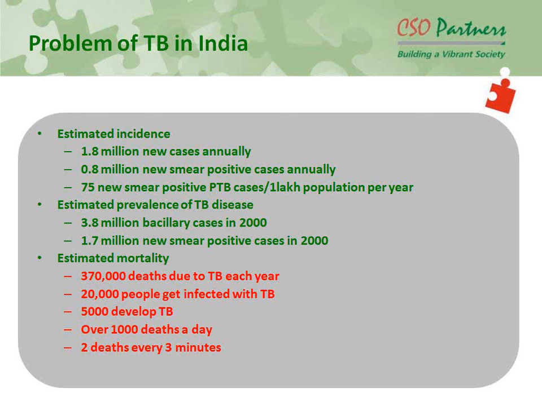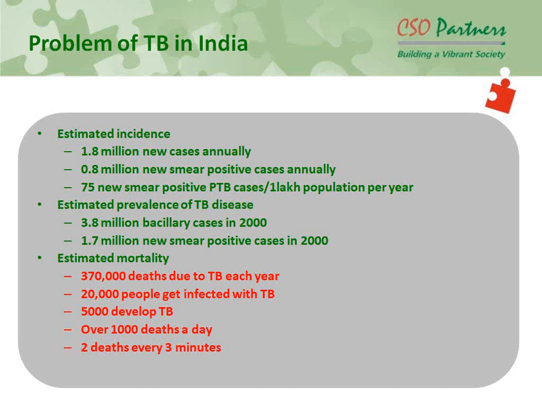Now, in this slide, just look at those red points. 370,000 deaths due to TB each year in India. We have 370,000 deaths every year. 20,000 people get infected with TB every year. New infections, 20,000 every year. 5,000 develop TB every year. Over 1,000 deaths a day. 2 deaths every 3 minutes.